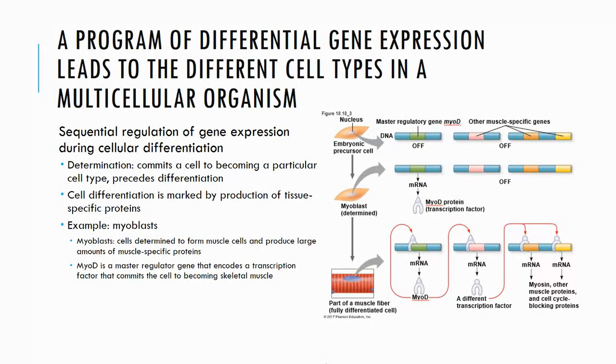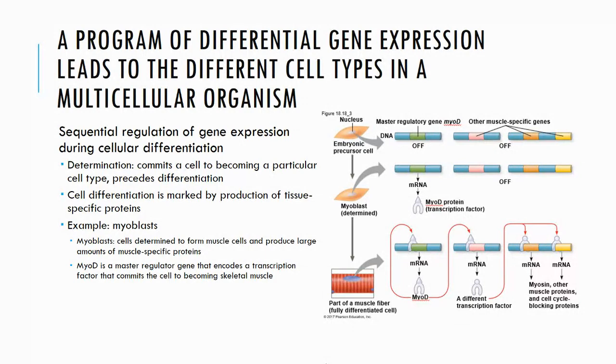Next, we'll look at sequential regulation of gene expression during cell differentiation. Determination is when the cell is committed to becoming a particular cell type, and that's going to happen before differentiation. So we have determination and then differentiation. Cell differentiation is marked by the production of tissue-specific proteins. So first it's determined of like, okay, I'm going to become this type of cell. And then once it starts making those specific proteins that are going to be found in that cell, then it is differentiated. And as our example here, we'll look at myoblasts.